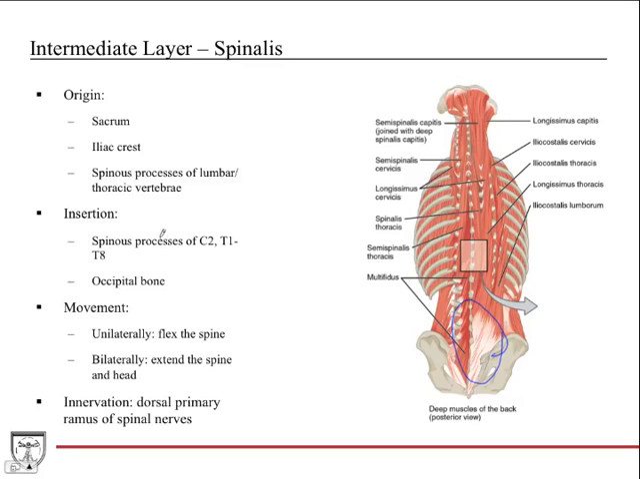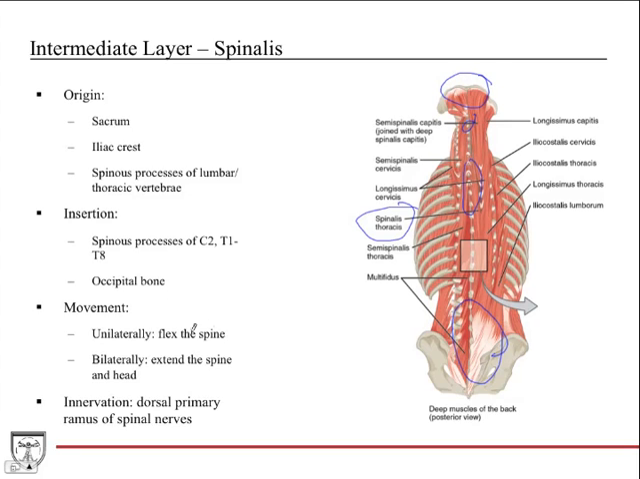And then its insertion is the spinous processes of C2 and then T1 through T8 down here. And you can see the spinalis muscle right here. You can see it making that insertion, in fact, where I've drawn. It also inserts onto the occipital bone, which is this back plate bone, posterior plate bone of the skull.